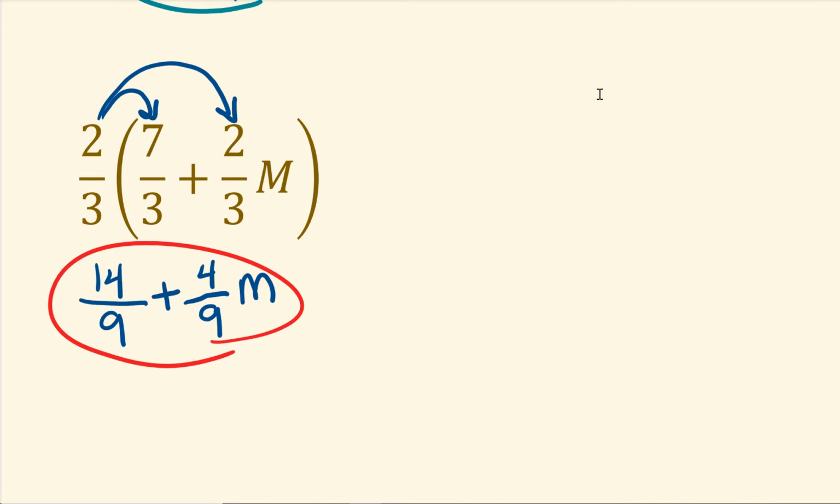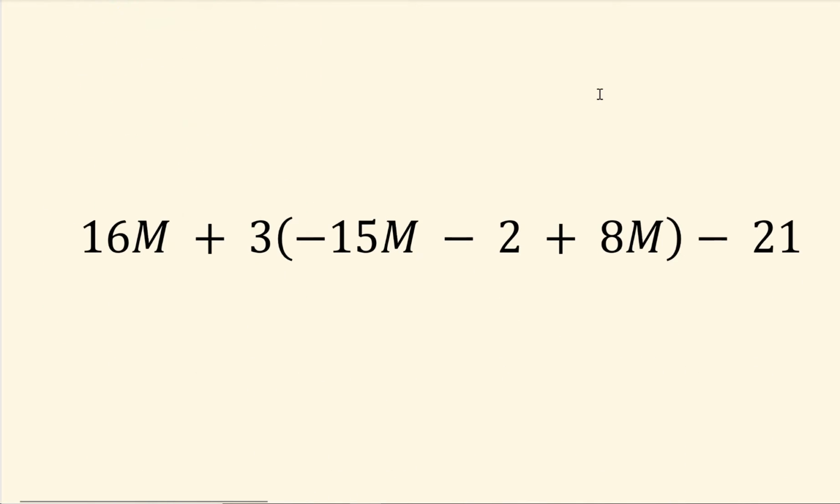Let's look at one more example before we start solving. This one's a big one. 16m plus 3 times the quantity -15m minus 2 plus 8m, minus 21. Now again, we are only distributing what is directly outside those parentheses to everything inside the parentheses. This 16m is not touching the parentheses, so that's just going to go straight down.